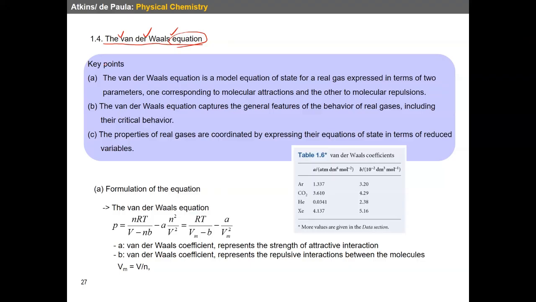So what is the key point? The key point of this chapter is that the van der Waals equation is a model equation of state for real gases, like the virial equation. It is expressed in terms of two parameters, one corresponding to molecular attraction and the other to molecular repulsion. So in the van der Waals equation, we will consider the attractive force between two molecules in the gas, and also the repulsive force between these two molecules.